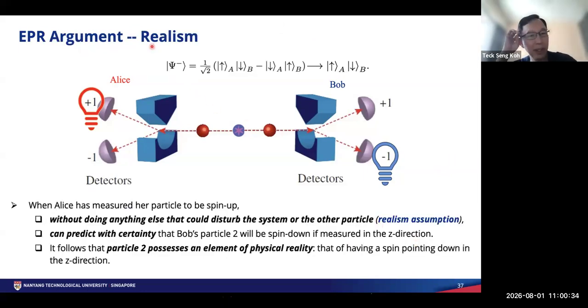So EPR's argument on realism says that when Alice has measured her particle to be spin up, without doing anything else that could disturb the system or the other particle, that's the realism assumption, you can predict with certainty that Bob's particle will be spin down. So why EPR submitted this toy experiment as a model is that there is an element of reality corresponding to the particle coming to Bob, according to their criteria for realism. So particle 2 possesses an element of physical reality, that of a spin pointing down. You don't need to measure it. You wouldn't need to disturb it.